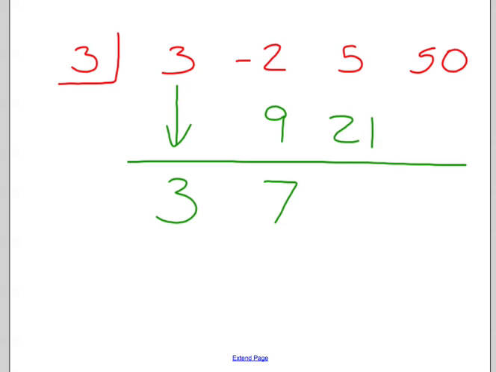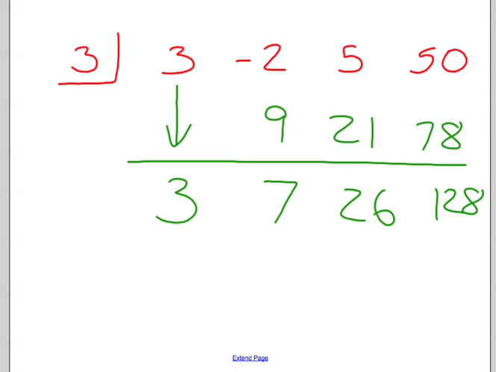Now what are we going to do? We're going to add. So we have 26. Then what are we going to do? Multiply. So we went multiply, add, multiply, add, multiply, and that's 78. And then add. 128. Do these numbers look familiar? Yes. Good. All right.